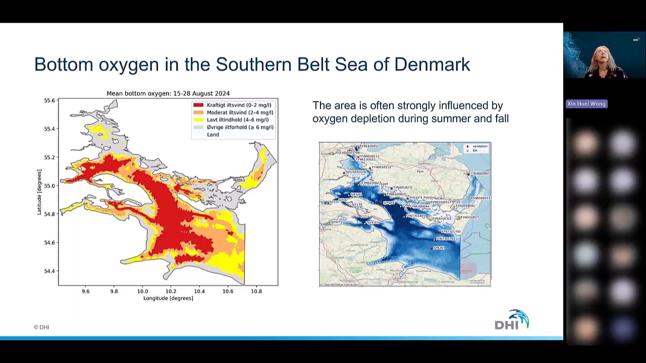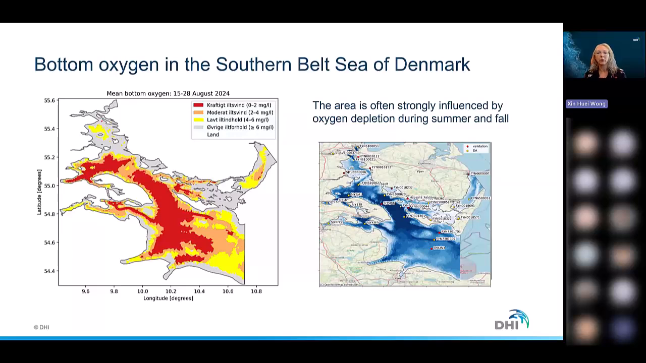The second use case we will look at is bottom oxygen. The area of the southern Belt Sea is often strongly influenced by oxygen depletion during summer and during fall. It means, of course, unhealthy ecological conditions for both fauna and fish. And it is, like Singwei said, something that is a lot of concern here in Denmark and gets a lot of attention in the Danish media. So it's something that people want to follow, and especially, of course, the authorities.